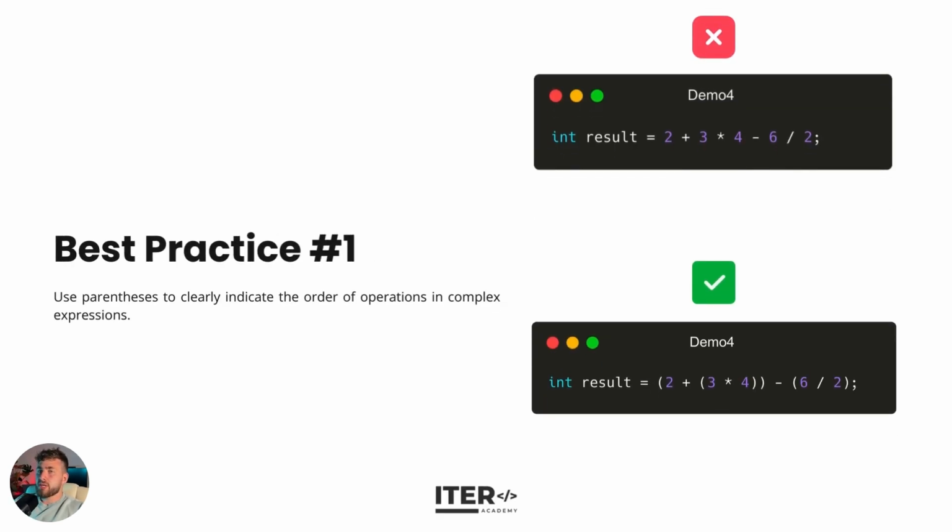Let's discuss best practices for writing clear and efficient code using operators and expressions. First, it's important to use parentheses to clearly indicate the order of operations in complex expressions. This makes the code easier to read and understand and prevents errors caused by operator precedence. For example, instead of writing the following from the demo 4 at the top, it's better to write as at the demo 4 from the bottom, because there we use parentheses to indicate the order of operations.